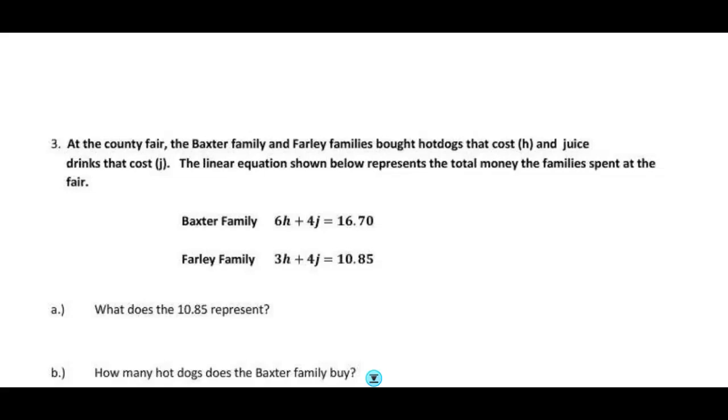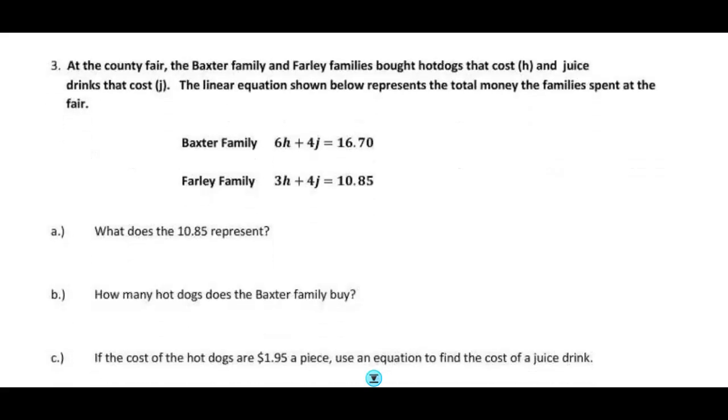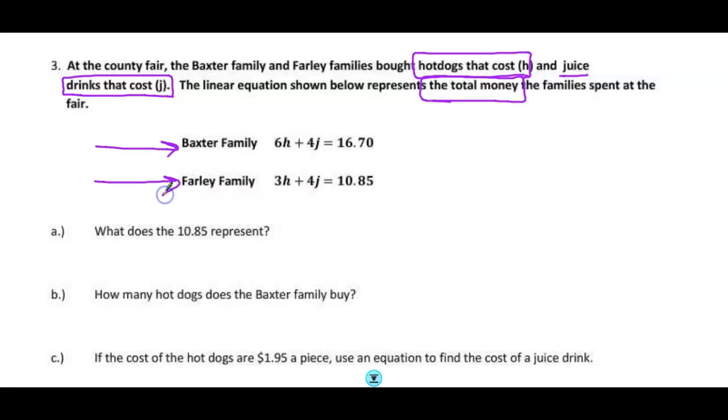All right. On the back, it gives you some information about the Baxter and the Farley families. So it says at the county fair, the Baxter family and the Farley family bought hot dogs that cost H. So H is the price of a hot dog, and juice drinks that cost J. So the juice price is J. The linear equation shown below represents the total money the family spent at the fair. So the top equation is Baxter. The second equation is Farley.